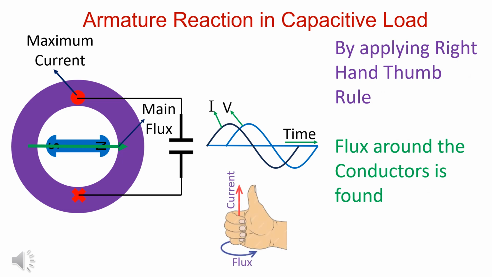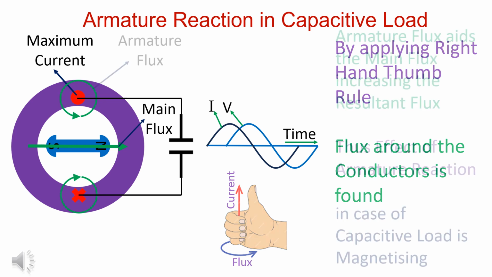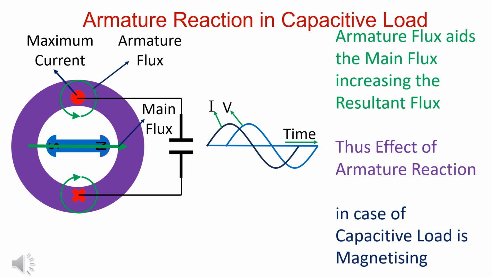By applying right hand thumb rule, direction of flux around the conductors is found. The armature flux aids the main flux. The resultant flux increases. The effect of armature reaction is magnetizing.